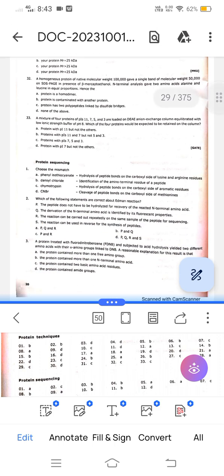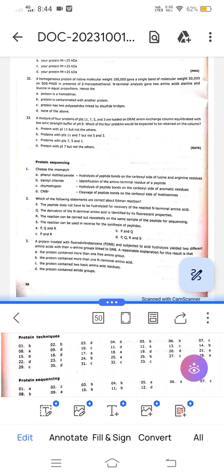Then a mixture of four proteins are loaded on DEAE anion exchange column equilibrated with low ionic strength buffer of pH 8. Which of the following proteins would be expected to be retained on the column? 33C. C in the sense proteins with plus 7, 5 and 3.